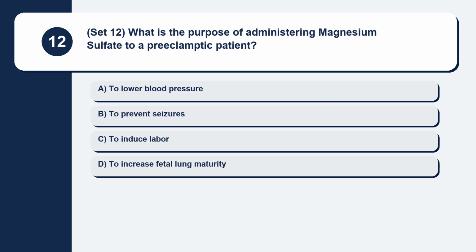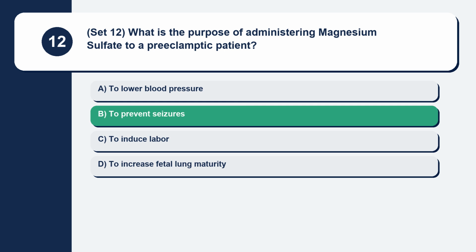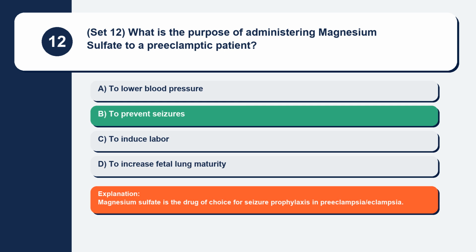Question 12. Set 12. What is the purpose of administering magnesium sulfate to a preeclamptic patient? To lower blood pressure, to prevent seizures, to induce labor, to increase fetal lung maturity. Magnesium sulfate is the drug of choice for seizure prophylaxis in preeclampsia/eclampsia.